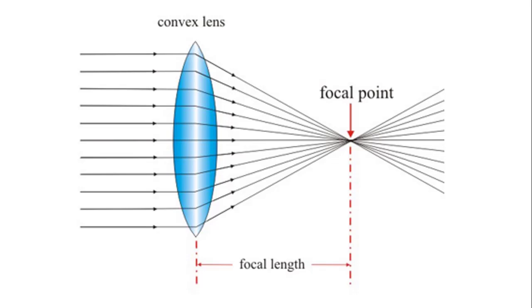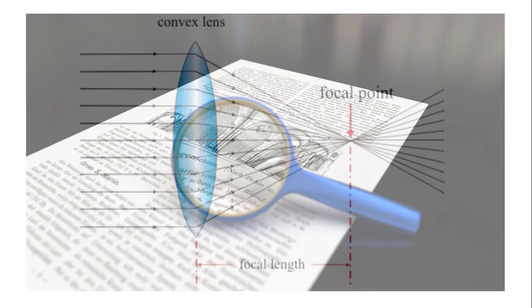The nature and size of the image formed by a convex lens depends on the distance of the object from the convex lens. Thus, we can say that when an object is placed at a far off distance from a convex lens, then the image formed by the convex lens is real, inverted and much smaller than the object.